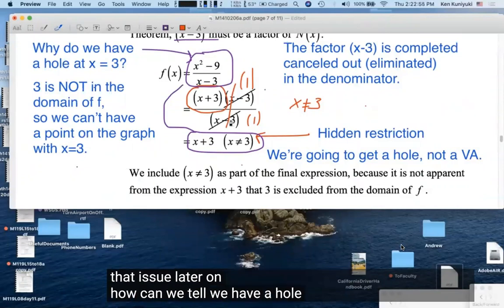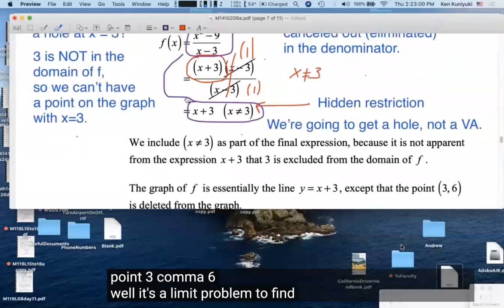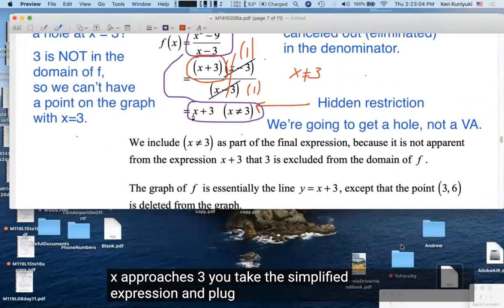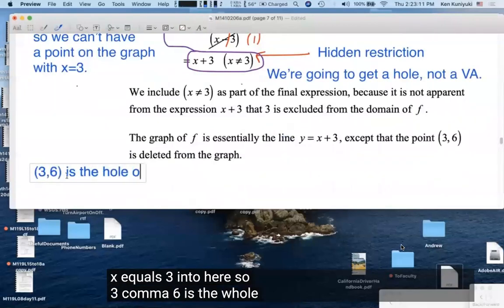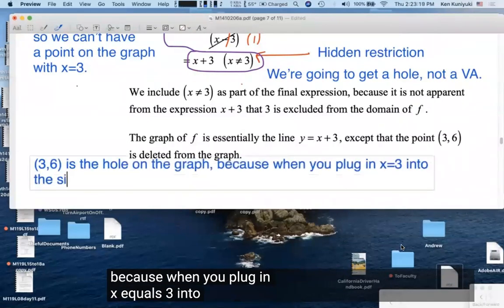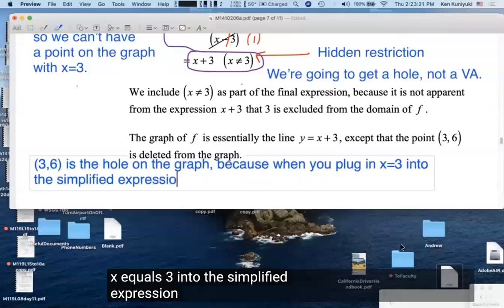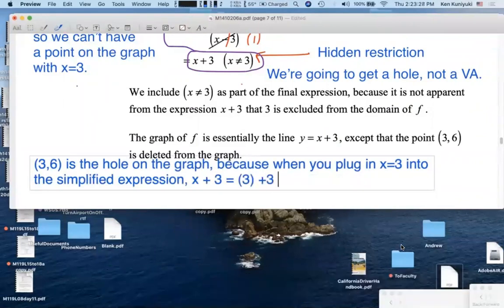How can we tell we have the hole at the point (3, 6)? Well, it's a limit problem. To find the limit of f of x as x approaches 3, you take the simplified expression and plug x equals 3 into here. So (3, 6) is the hole on the graph, because when you plug in x equals 3 into the simplified expression, x plus 3, you end up with 3 plus 3, or 6.